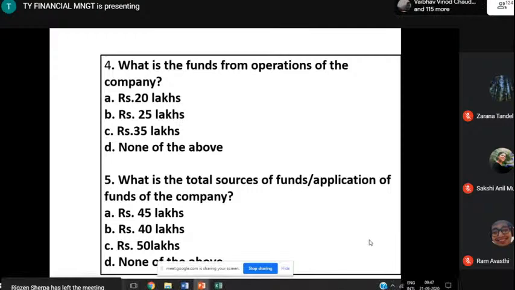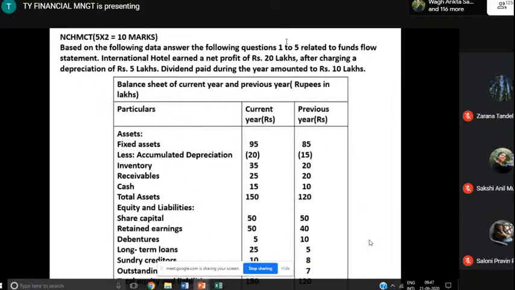Yes. Boys, done? No, sir. Boys are not responding. Why are they not responding? Done or not? Sir, can you go back to that table? What table? The balance sheet. Balance sheet. Hurry up now.